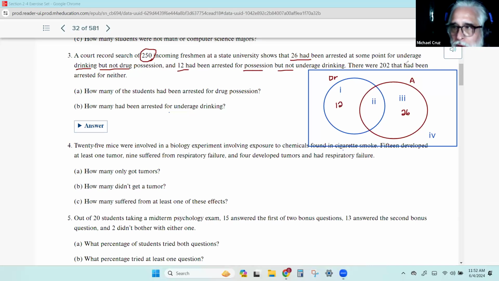There were 202 that hadn't been arrested for neither. Where in the world would I put the 202 at? In the universal area? Why not here? Just out of curiosity. I think you're right, because it's neither drug. Yeah, it's or neither. This would say both. Okay. Right.